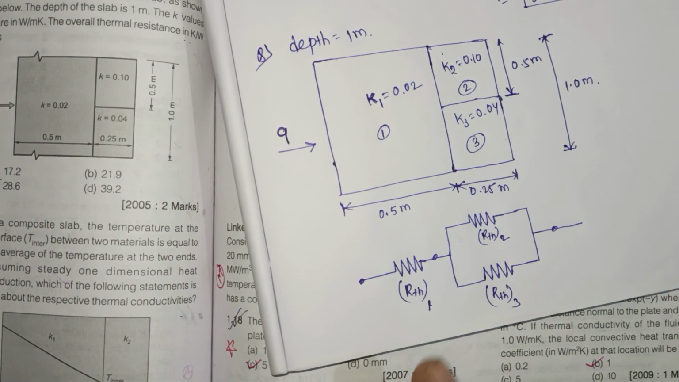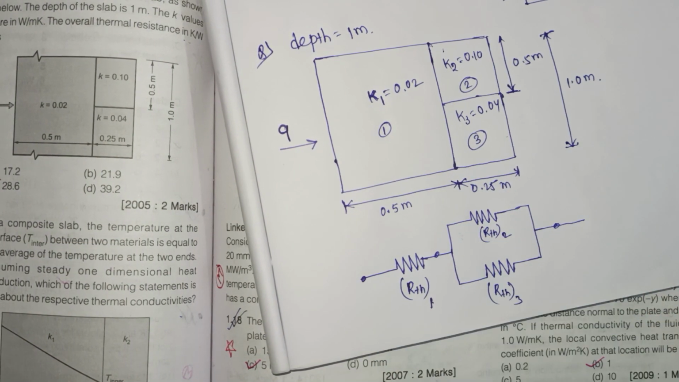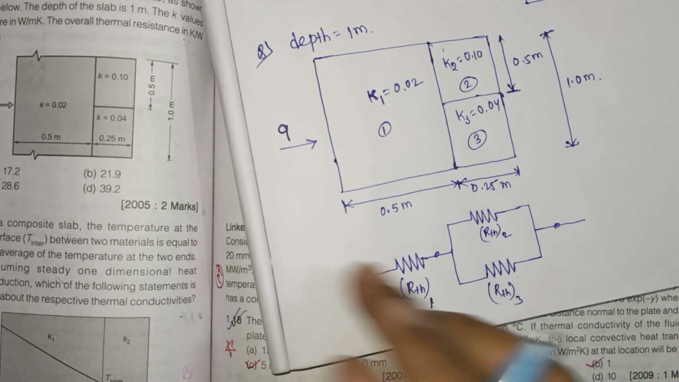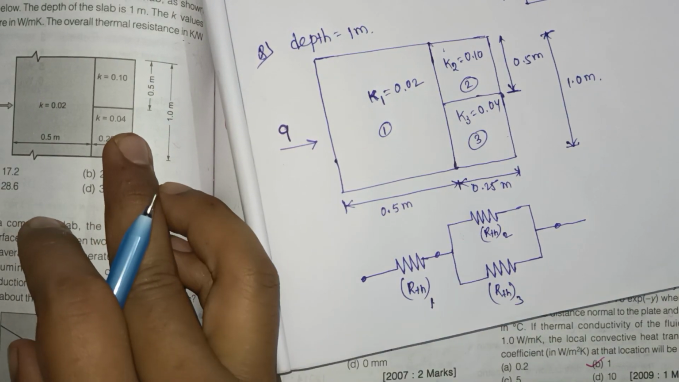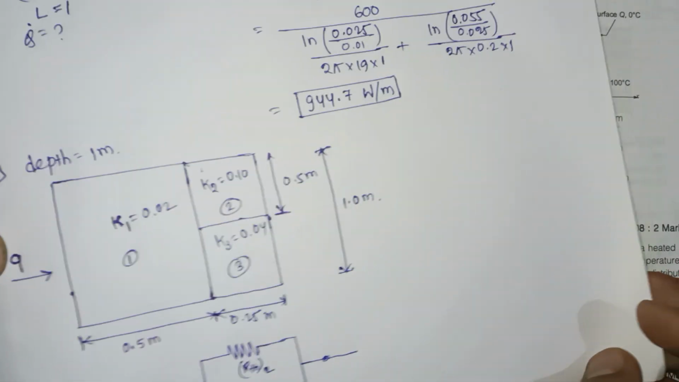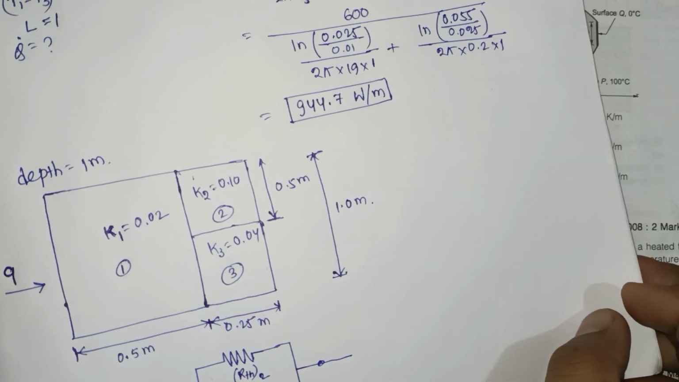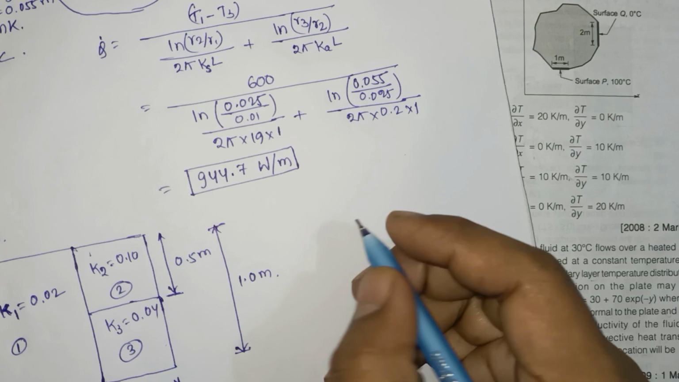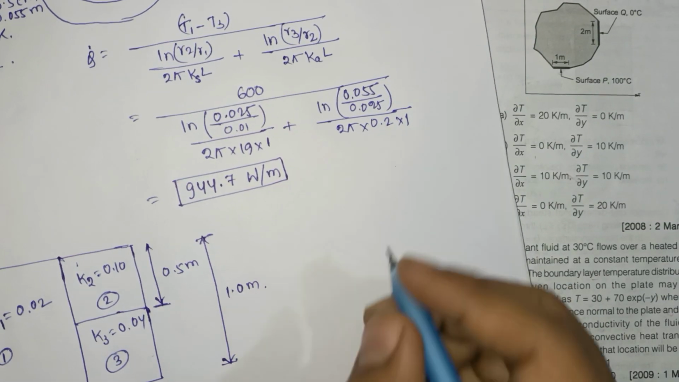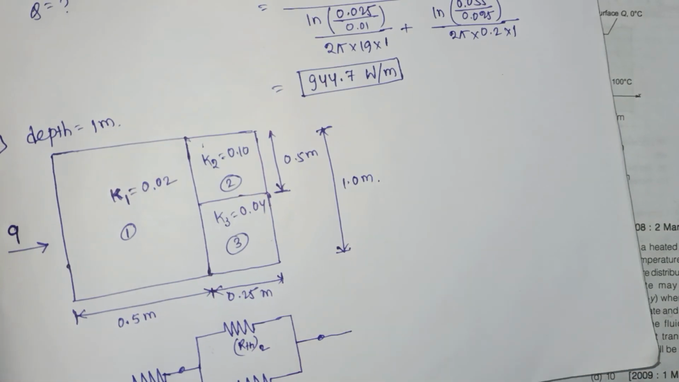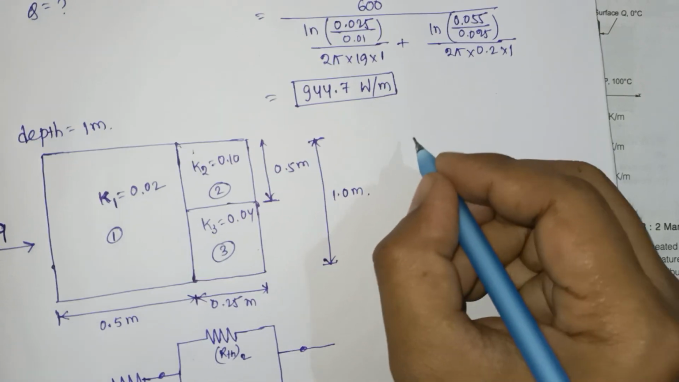So you have to find out the overall thermal resistance. Okay, how do you calculate that value? So overall thermal resistance, so you have to first find RTH.